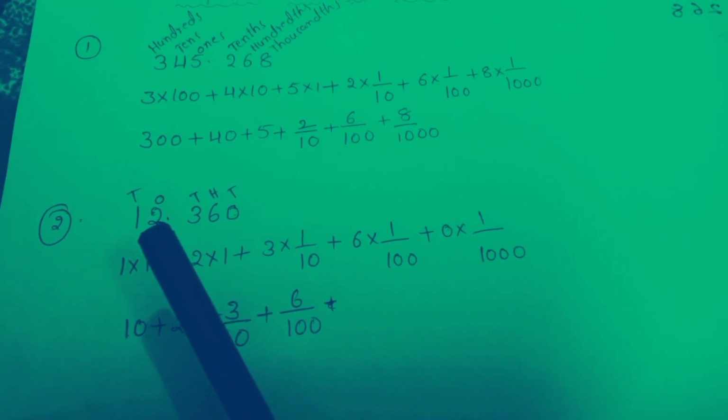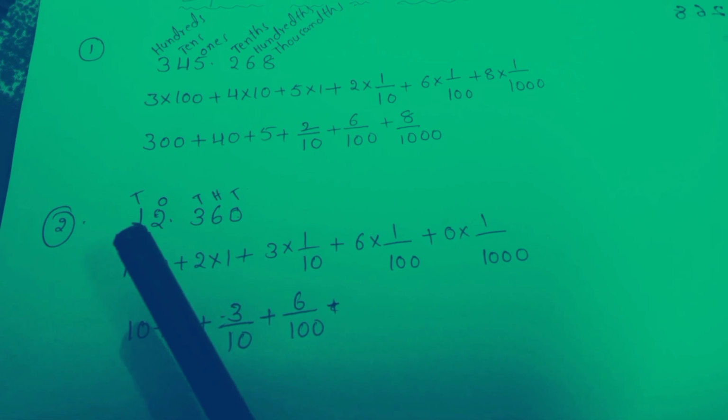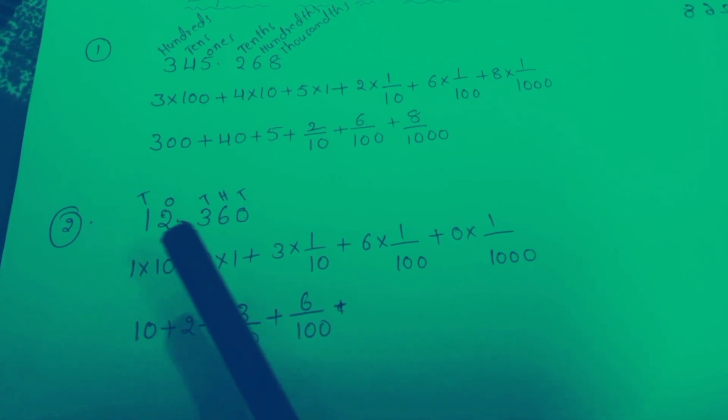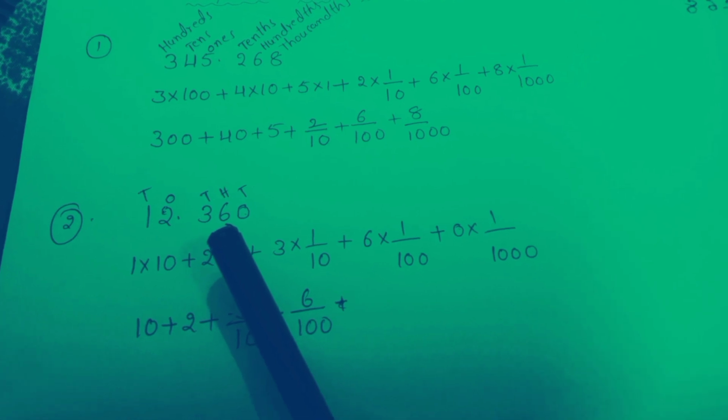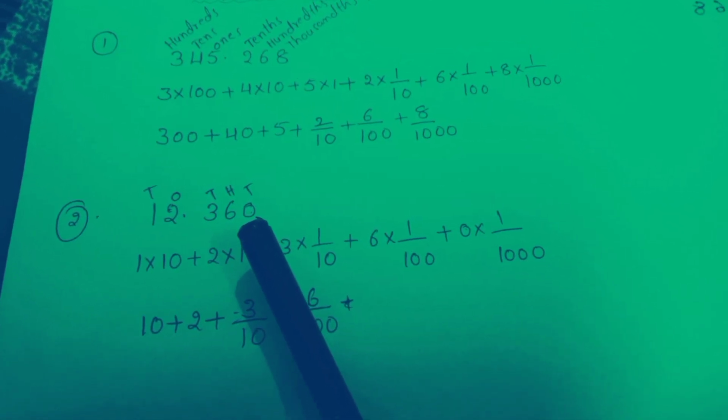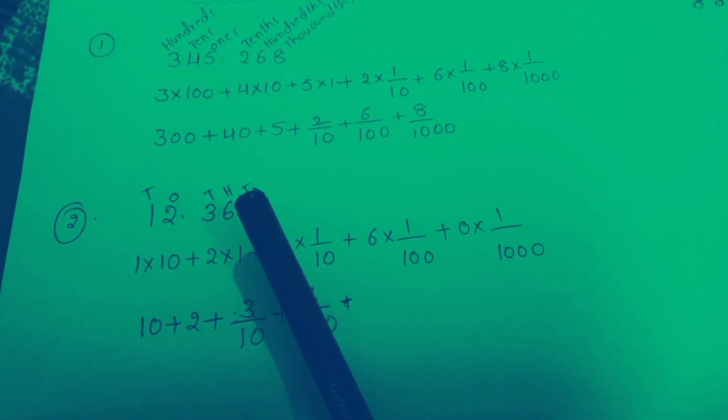12.360. 2 is in the ones place, 1 is in the tens place. Here after the decimal, 3 is in the tenths place, 6 is in the hundredths place, 0 is in the thousandths place.